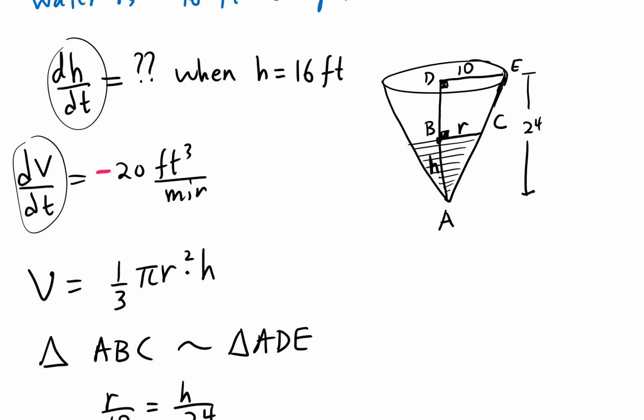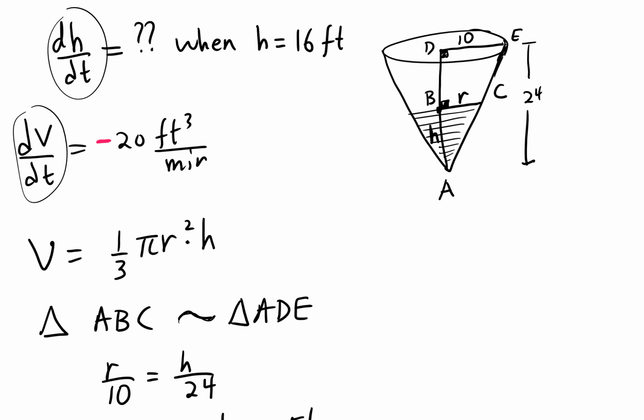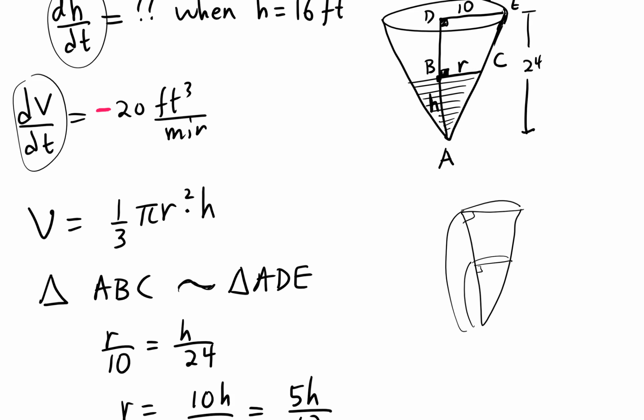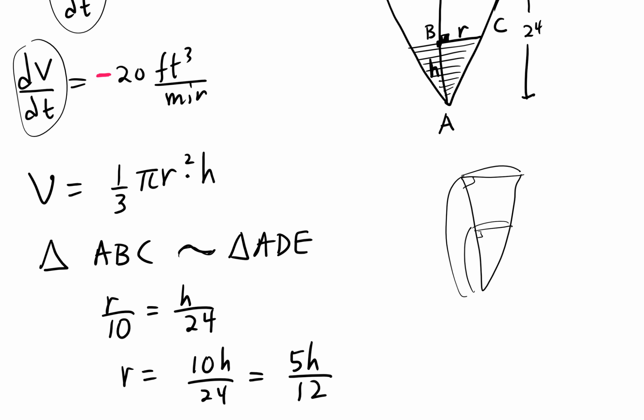ABC and ADE are similar. This sign means similar. I don't know if you remember similarity, how you set up a proportion from similar triangles. So you say this side to this side equals this one to the whole thing. r to 10 is h to 24. From here you can solve for r. I don't want the r. Why don't I want the r? Because they give me dh/dt. They didn't give me dr/dt. So I want to get rid of the r by solving for r in terms of h. So r equals 5h over 12.